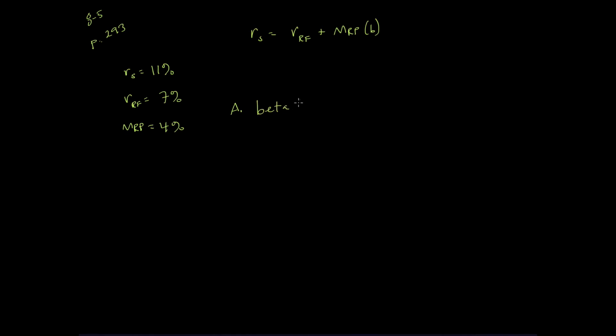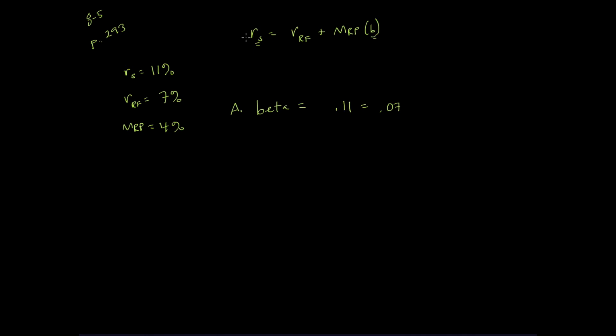The way that we can solve this is we can use our SML equation, R sub S equals R sub RF plus MRP multiplied by beta. But instead of solving for R sub S, we solve for beta. So this is what that would look like. R sub S we know is 11%. The return on a risk-free investment is 0.07.